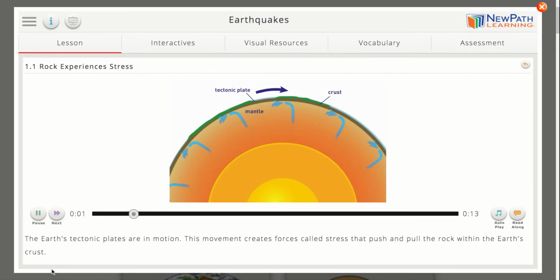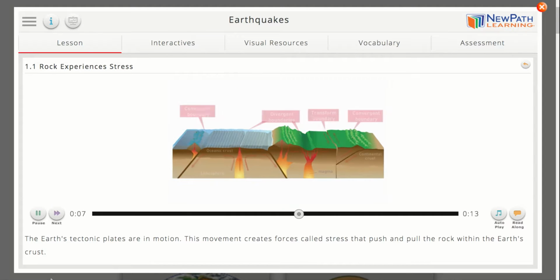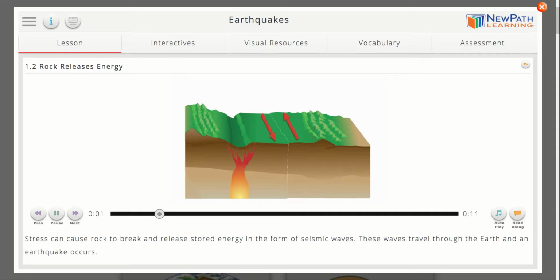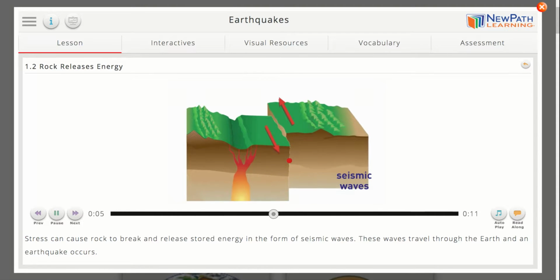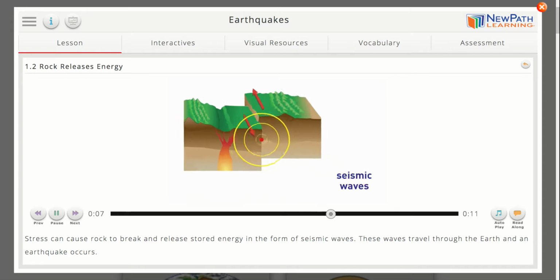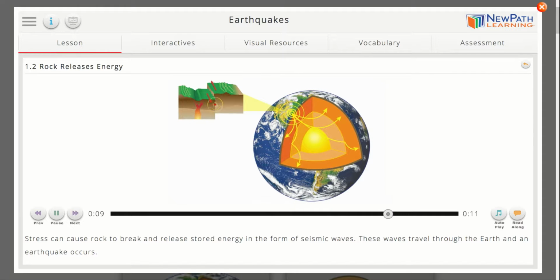How an earthquake occurs. The Earth's tectonic plates are in motion. This movement creates forces called stress that push and pull the rock within the Earth's crust. Stress can cause rock to break and release stored energy in the form of seismic waves. These waves travel through the Earth and an earthquake occurs.